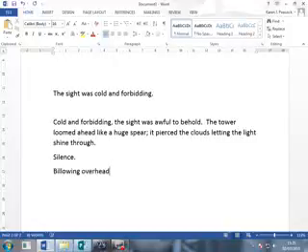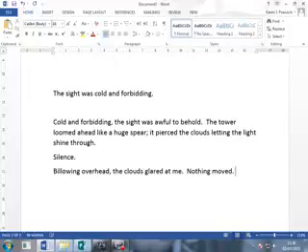Billowing overhead, the clouds. Don't forget, again, billowing looks like a verb, but we need a main verb for our main clause. And if we're writing in the past tense, that's got to be in the past. So, billowing overhead, the clouds glared at me. Let's join that with a short sentence. Nothing moved.